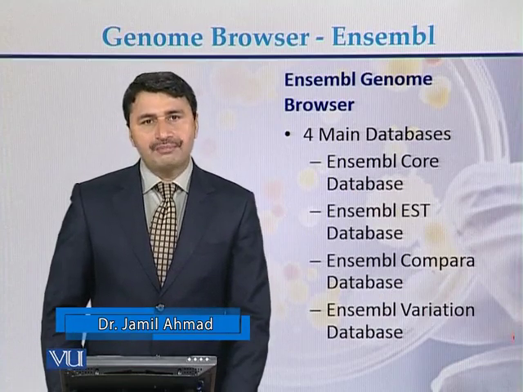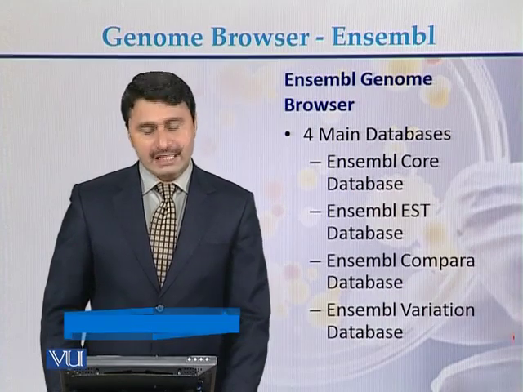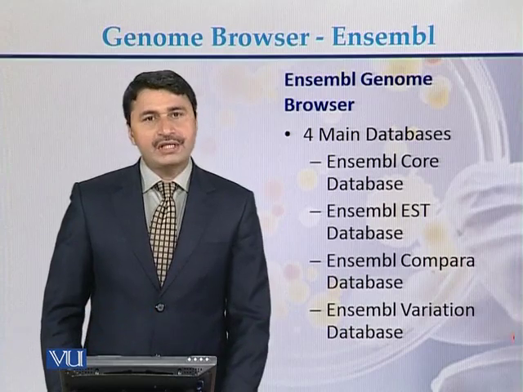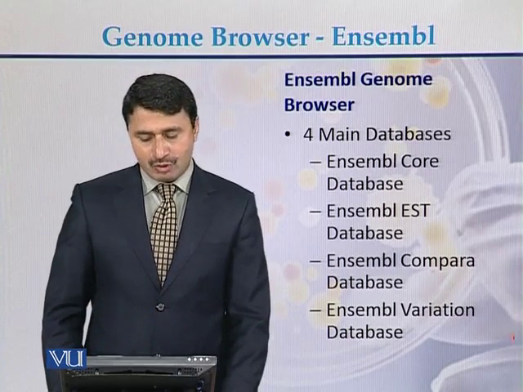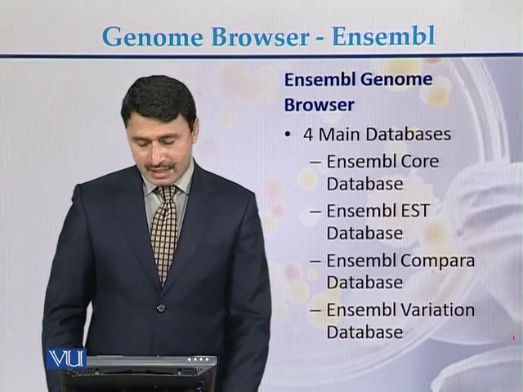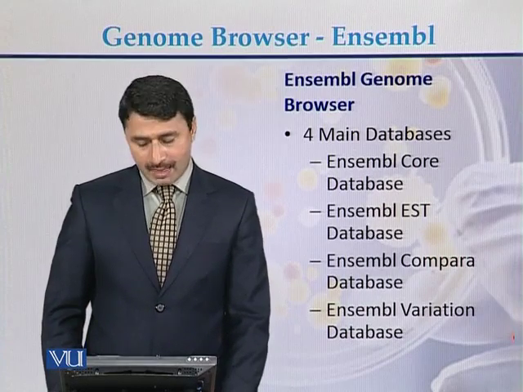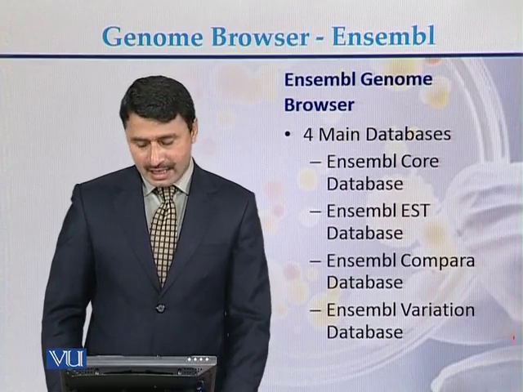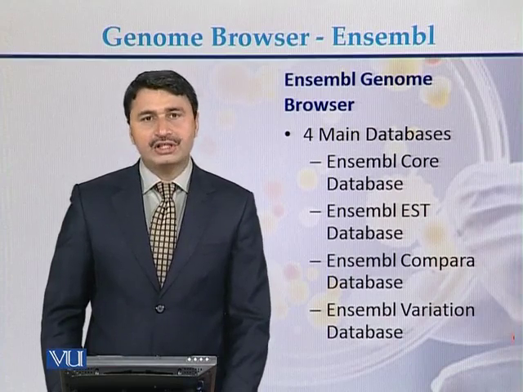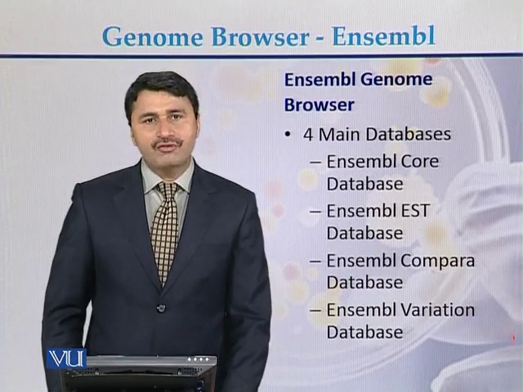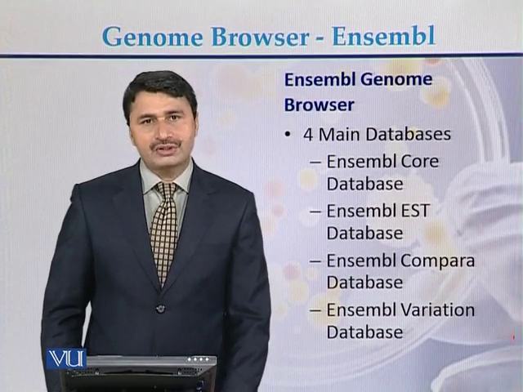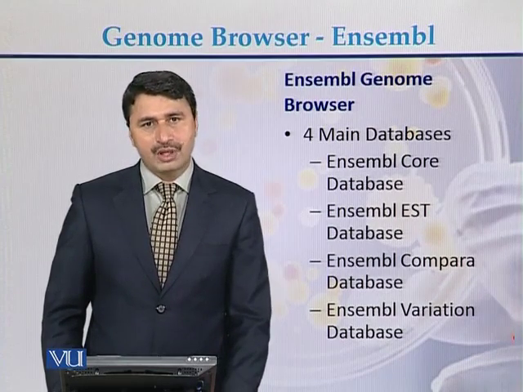There are four main databases of Ensembl. The databases are the Ensembl Core Database, Ensembl EST Database, Ensembl Compara Database, and Ensembl Variation Database. So these are four different databases of the Ensembl Genome Browser.